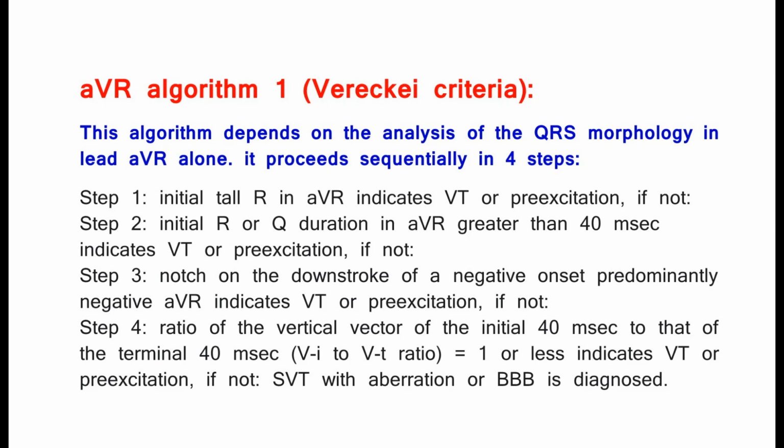AVR algorithm 1, Vereckei criteria. This algorithm depends on the analysis of the QRS morphology in lead aVR alone. It proceeds sequentially in 4 steps. Step 1. Initial tall R in aVR indicates VT or pre-excitation. If not, Step 2. Initial R or Q duration in aVR greater than 40 ms indicates VT or pre-excitation. If not, Step 3. Notch on the downstroke of a predominantly negative QRS in aVR indicates VT or pre-excitation. If not, Step 4. Ratio of the vertical vector of the initial 40 ms to that of the terminal 40 ms, Vi to Vt ratio, equals 1 or less indicates VT or pre-excitation. If not, SVT with aberration or BBB is diagnosed.